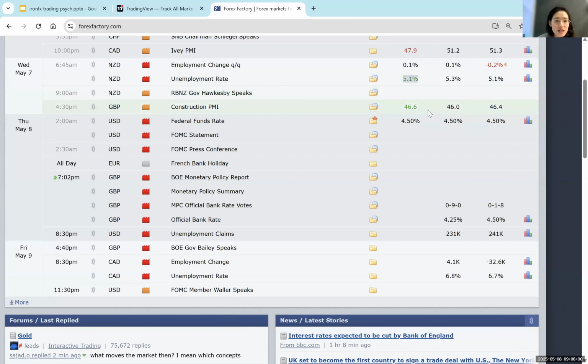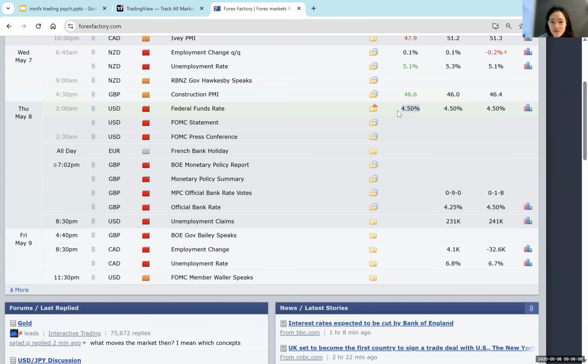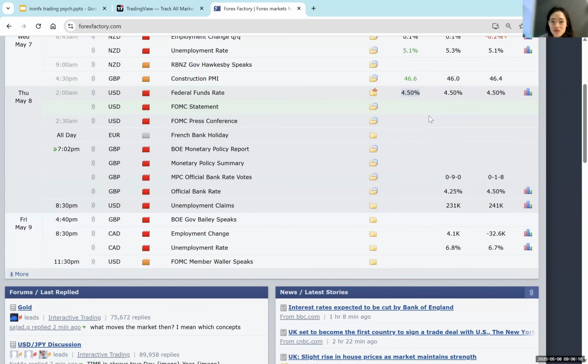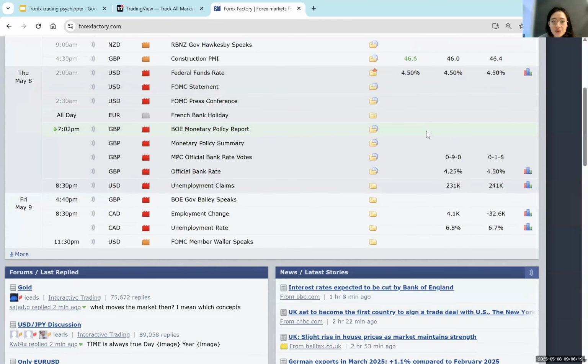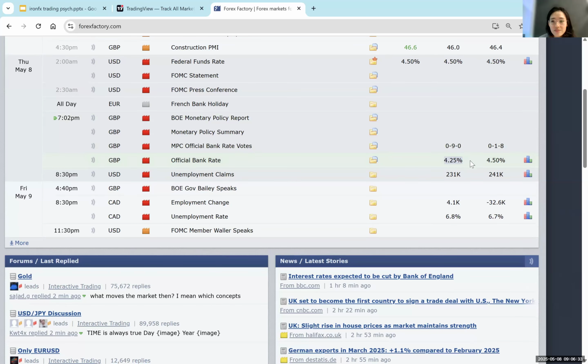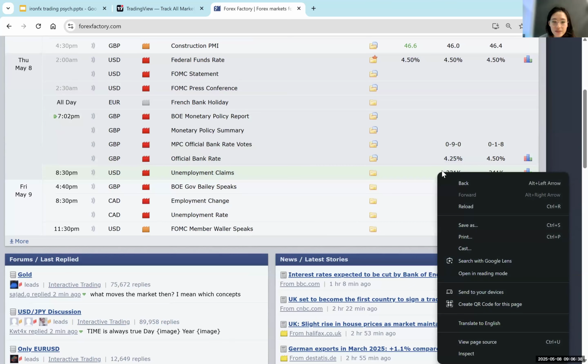UK's construction PMI data was released, and today we have US federal funds rate, which came out to be the same as forecasted and as previous at 4.5%. We are also waiting on the FOMC statement and press conference from the US. We have the UK BOE monetary policy report, monetary policy summary, official bank rate, which is expected to drop slightly to 4.25%. We also have US unemployment claims expected to drop to 231K.